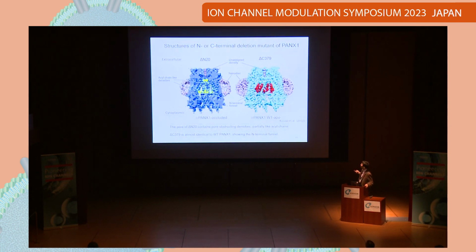This slide shows the N-terminal deletion and C-terminal deletion structures. For the N-terminal deletion, the pore occluding density is a little bit ambiguous due to a lower resolution of 4.5 angstrom, but this property is consistent with the pannexin 1 occluded form. And for the C-terminal deletion, we found the N-terminal funnel conformation looking like an open form, consistent with the wild-type apo form.